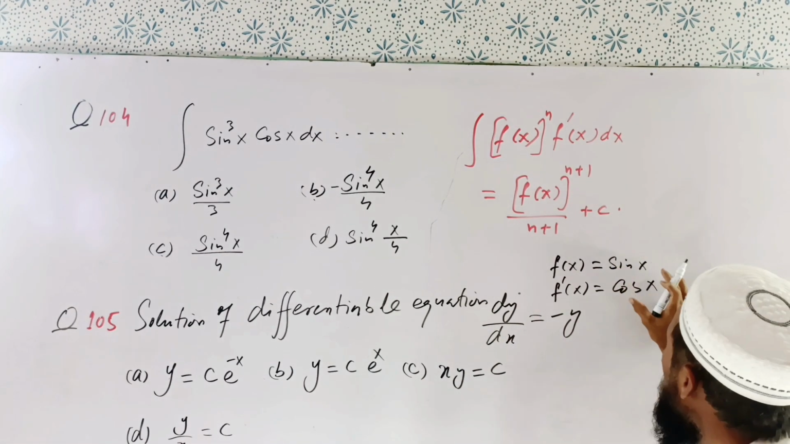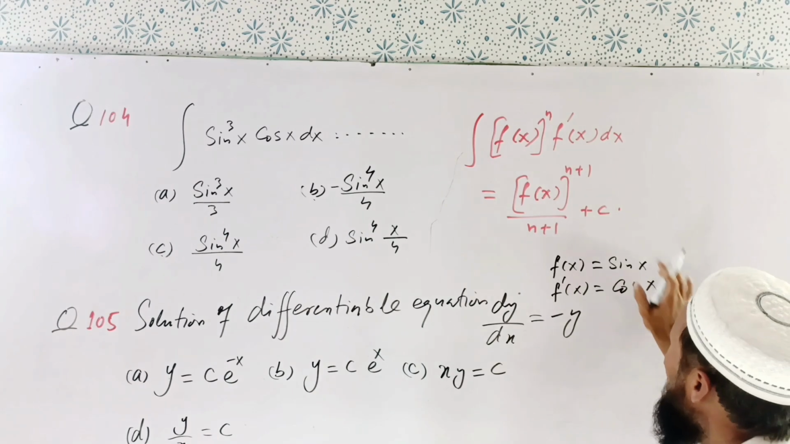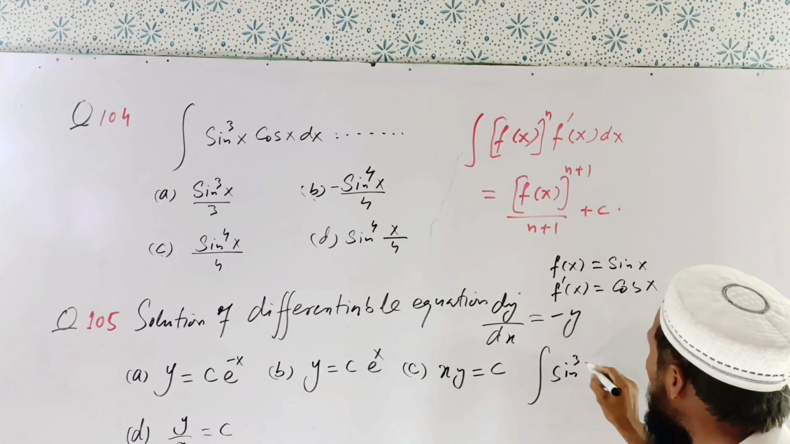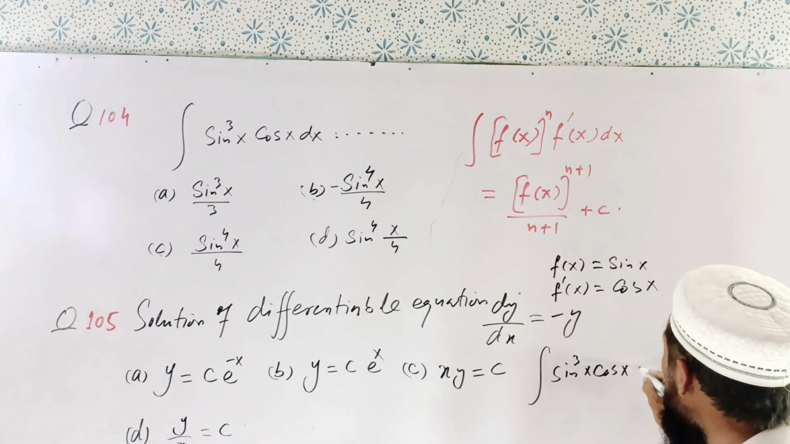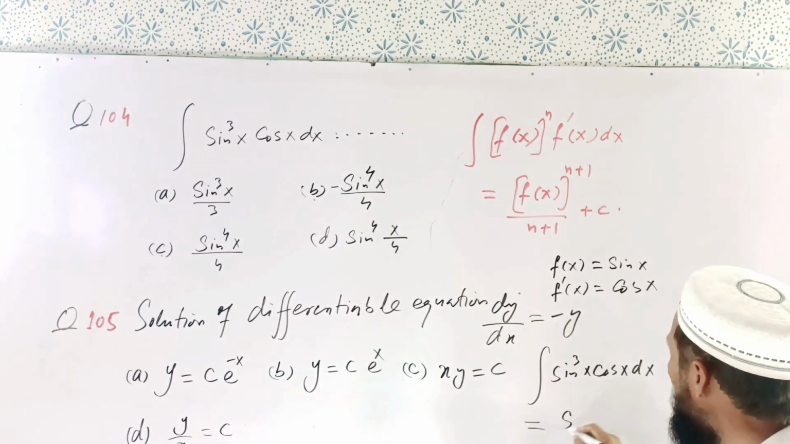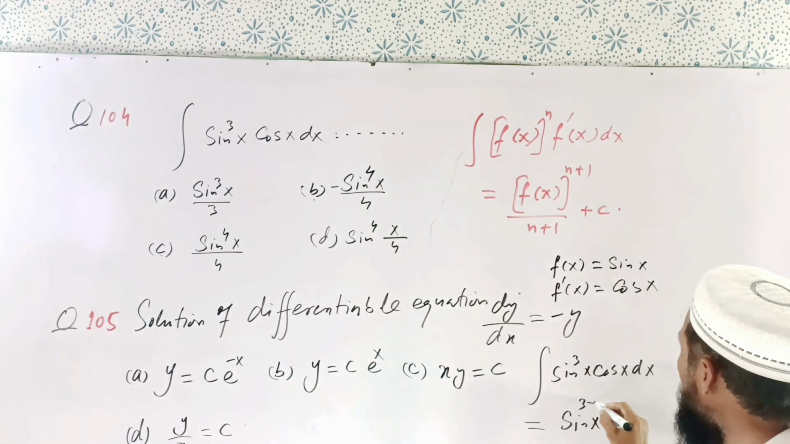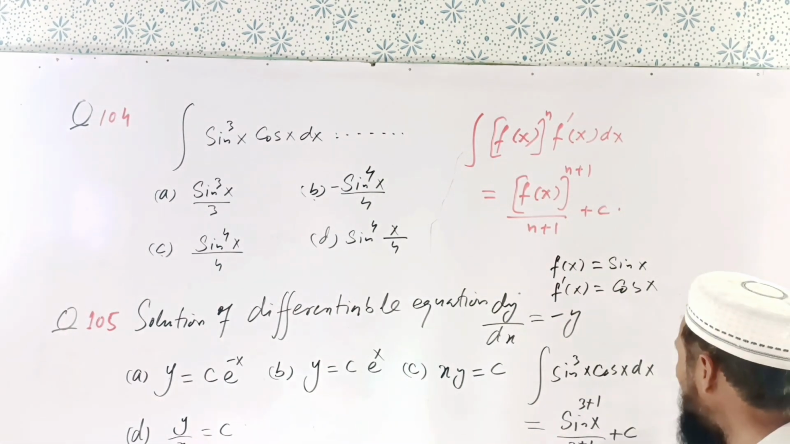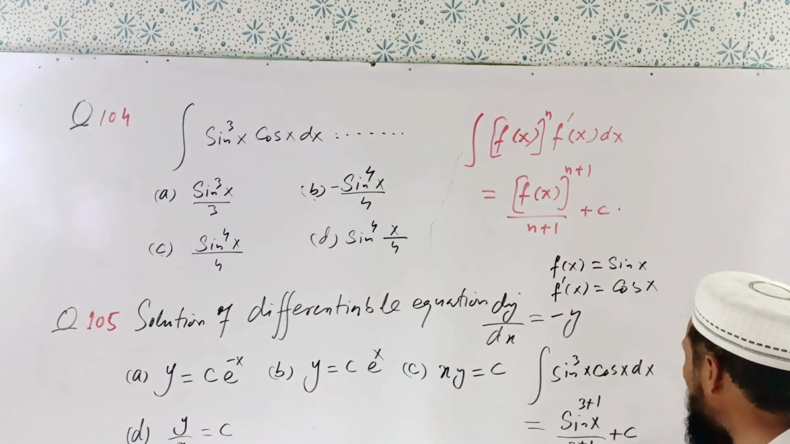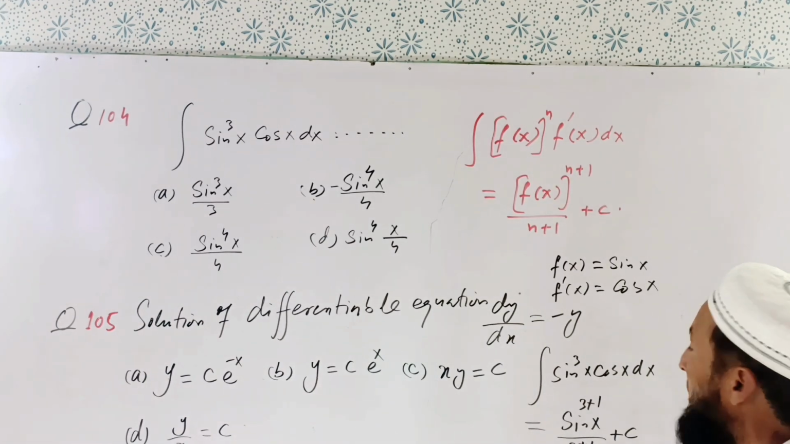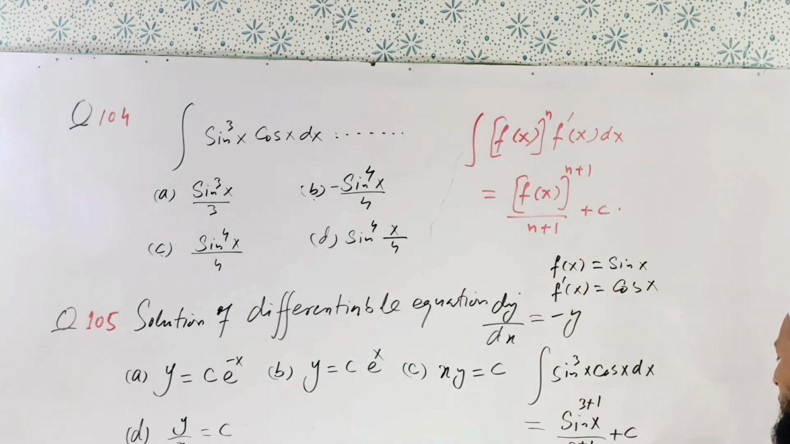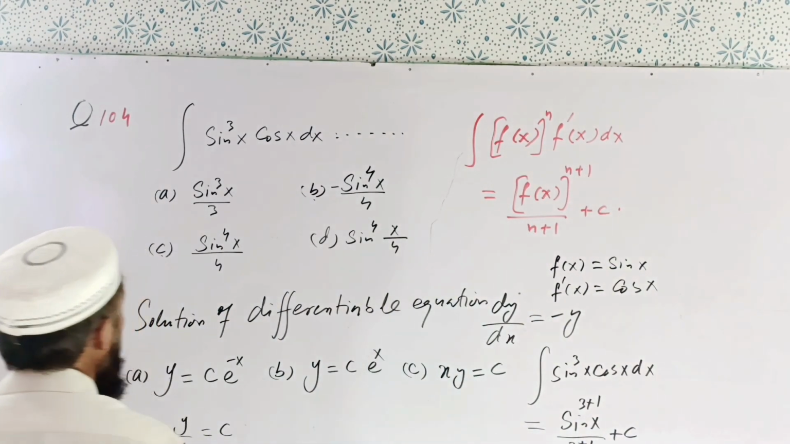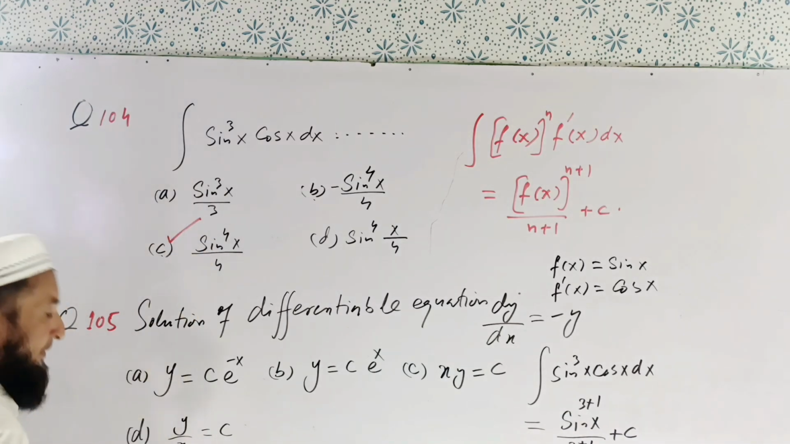It means that the product form is available with its derivative, so we can write integration of sin cube x cos x dx is equal to sin x to the power 3 plus 1 divided by 3 plus 1 plus c. Here we can write sin 4 x divided by 4 plus c, but c is not available in the option, so we can write sin 4 x by 4. Option C is the correct option here.